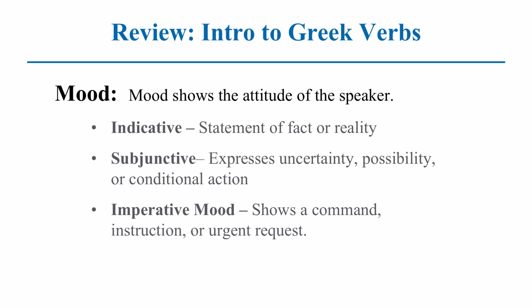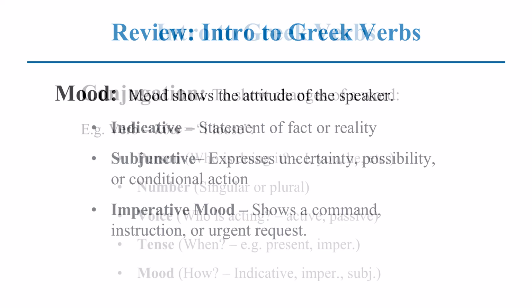Our concern at this point in our study in Greek 1 is the indicative mood, which is by far the most used mood in the New Testament. The New Testament has over 15,000 verbs in the indicative mood, as compared to subjunctive mood, which has only 2,000, and the imperative mood, which also has 2,000. So when you're looking at the indicative mood, you're looking at the bigger part of the New Testament. So in Greek 1, we're going to focus on the indicative mood.